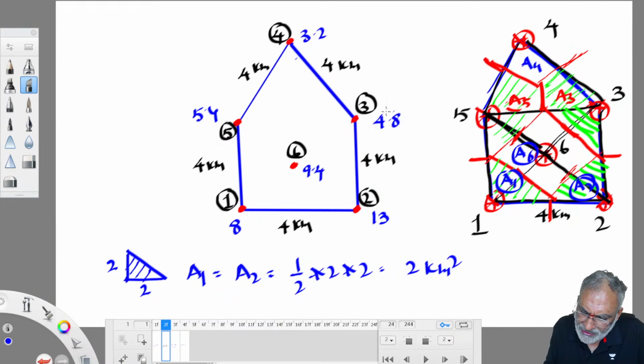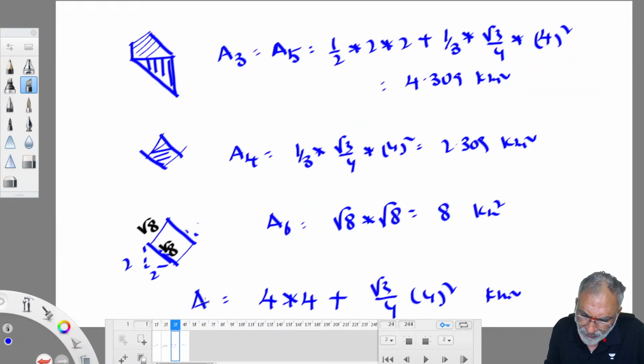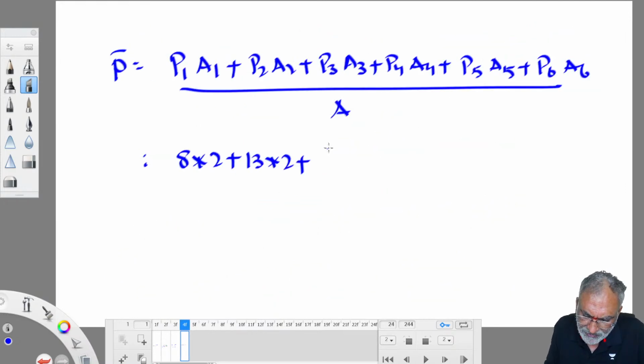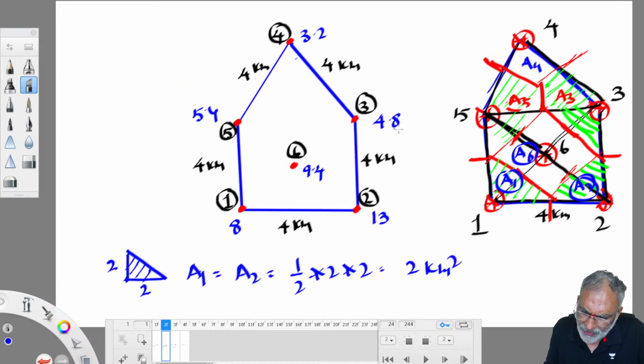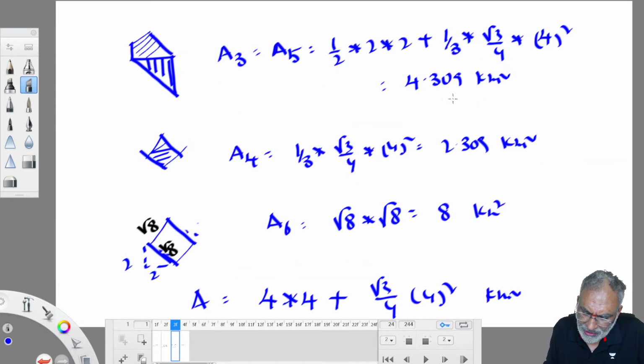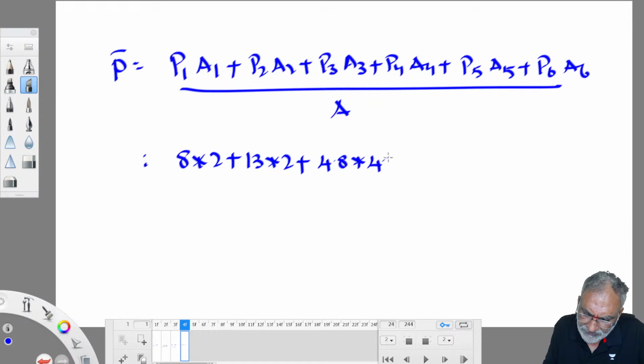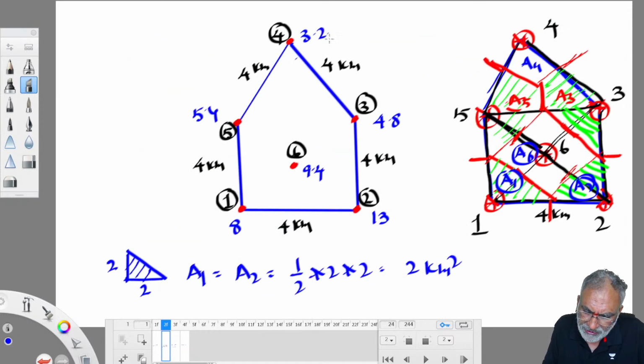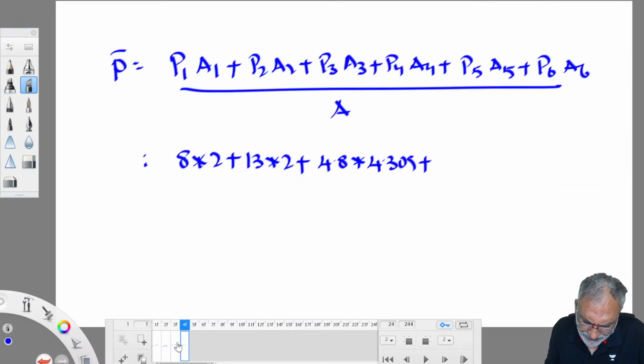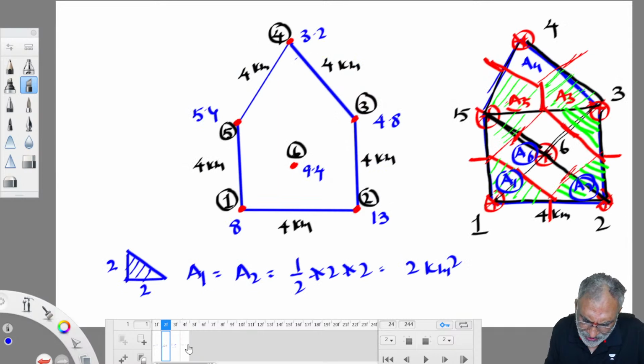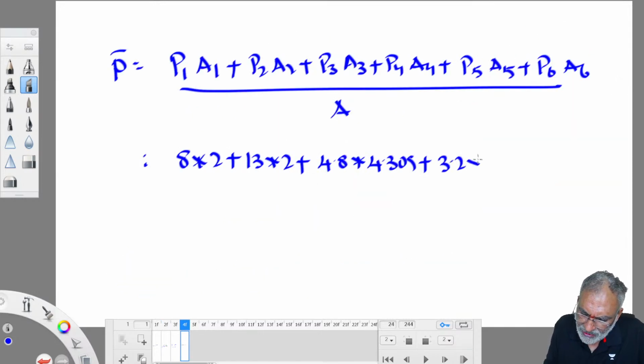P3 is 4.8 centimeter. Its area is equal to 4.309 kilometer square. 4.8 into 4.309 kilometer square. And P4 is 3.2 centimeters and its area is 2.309 kilometer square. Understood? 3.2 centimeters into 2.309 kilometer square.